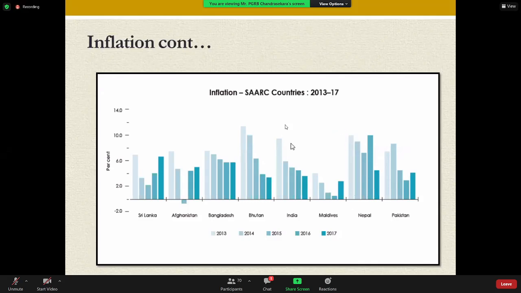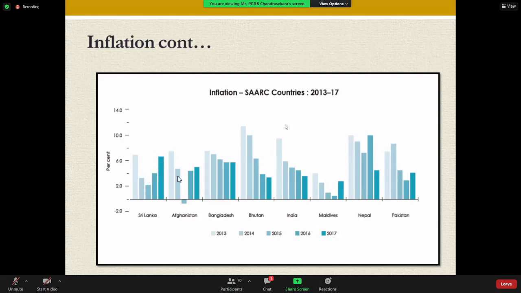Inflation is almost 10%, right? But see in Bangladesh it is continuously decreasing, the trend is continuously decreasing. See in India, it is continuously decreasing, right? But what happens in Sri Lanka? It fluctuates in a significant way, right?